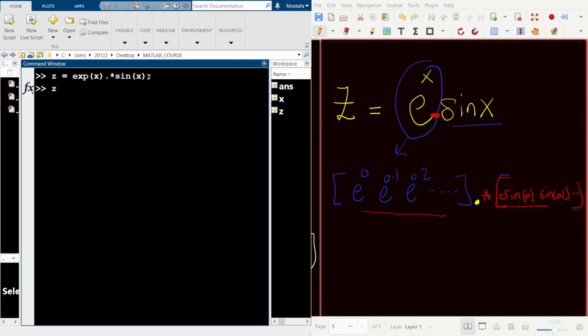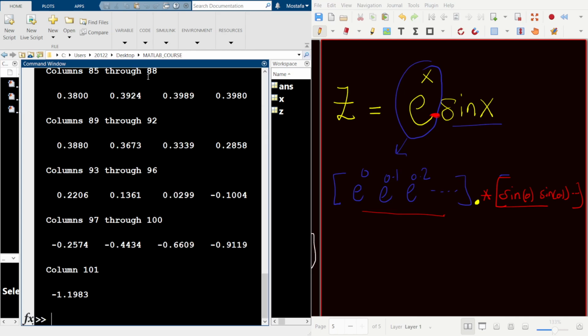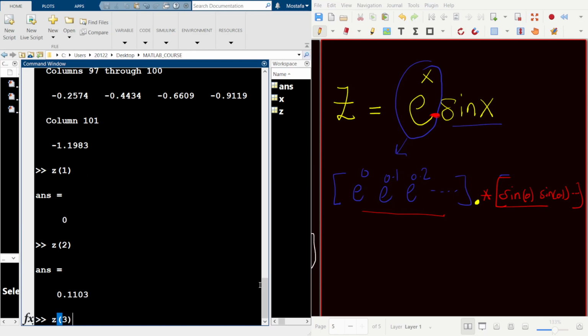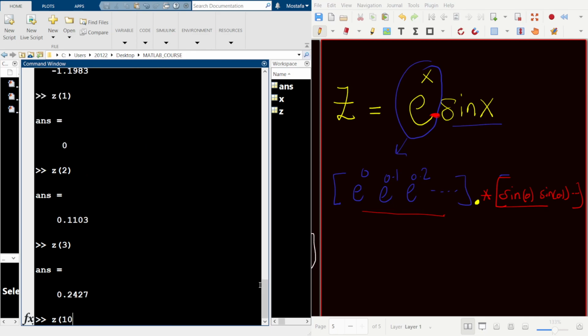And if I want to see what's in the array, I can display the whole array here, or I can display it element by element. So for example, z of 1, z of 2, z of 3, and finally z of 101, which is the last element in this array. So that's the last element in the array that we have here.